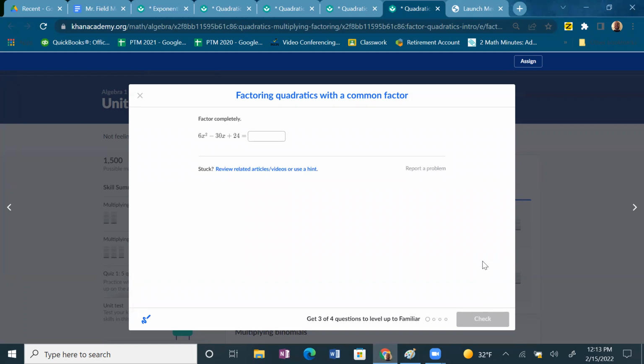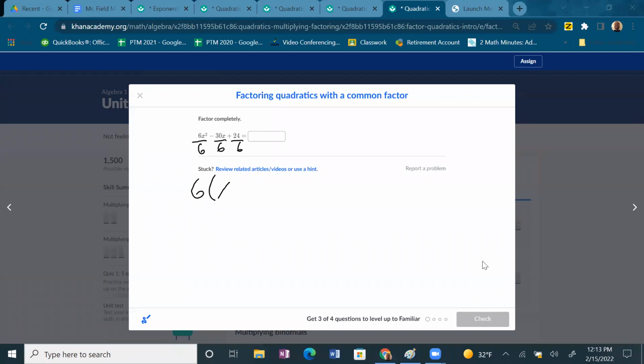So we already talked about the fact that for this one, we want to take out the GCF, right? It's not always the case, but a lot of times the GCF is the A value, the first number. Not always. In fact, on the quiz today, I made sure it's not. So it's 6, and then we write the 6 out front. Then we have x squared minus 5x plus 4.